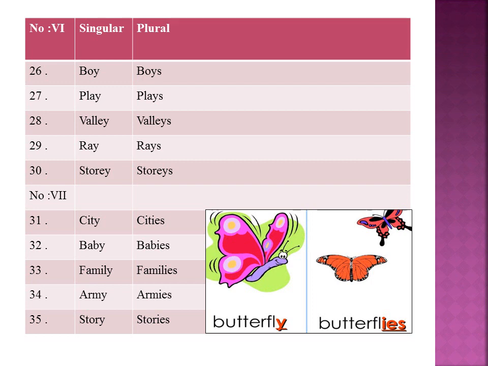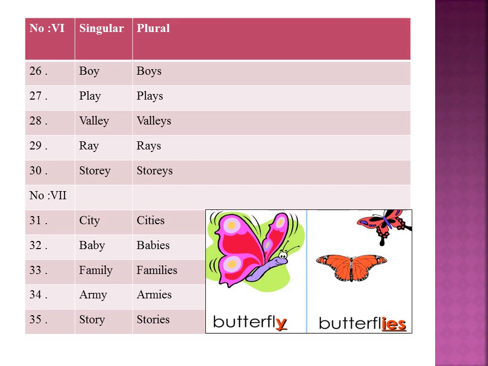Rule number 6. The nouns that end in a vowel followed by Y will take S for their plural form. For example, in the word boy, vowel O is followed by Y, so we add S to form its plural. The word story refers to a building. E is followed by Y, therefore it is stories.